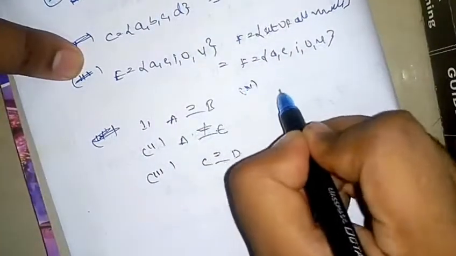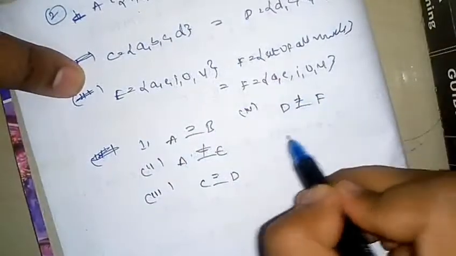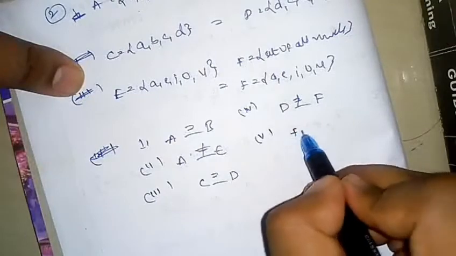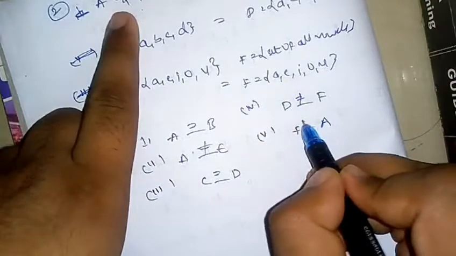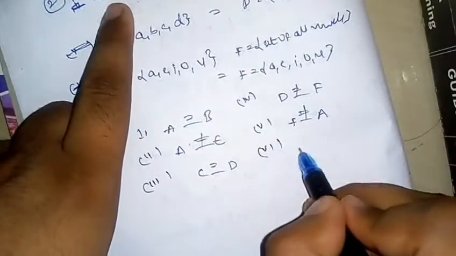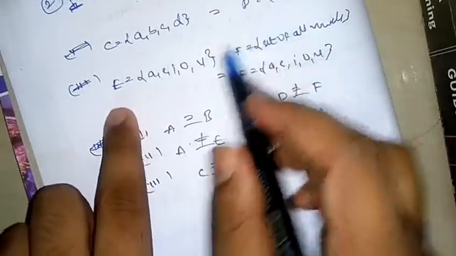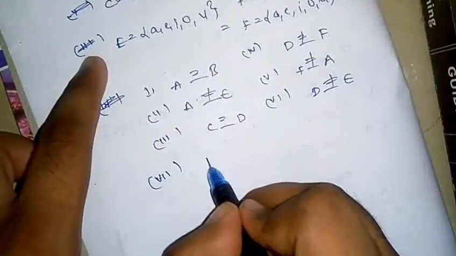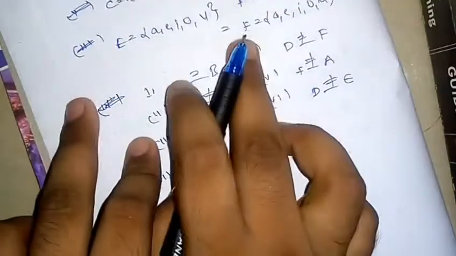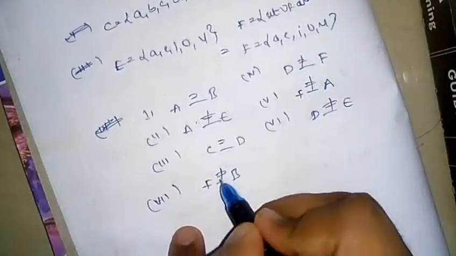Next, fourth one, D dash F. D is not equal to F. Fifth one, F dash A. A is present in F but not in A, so it is not equal to A. Sixth one, D dash E. D is present in D but not in E, so it is not equal. Seventh one, F dash B. 1 is there in B but not in F, so it is not equal.